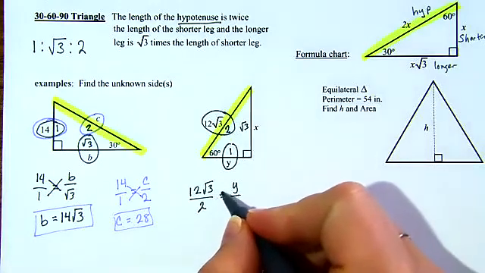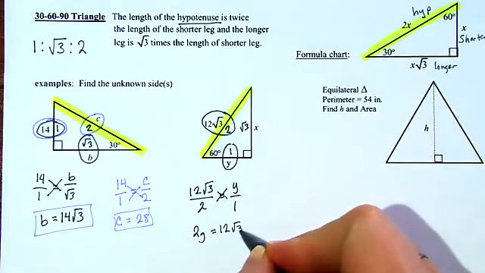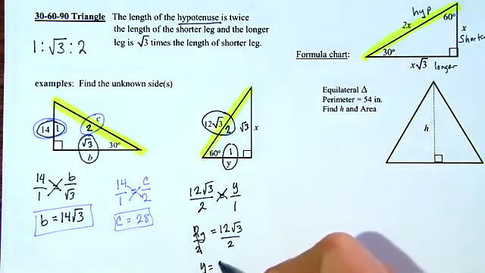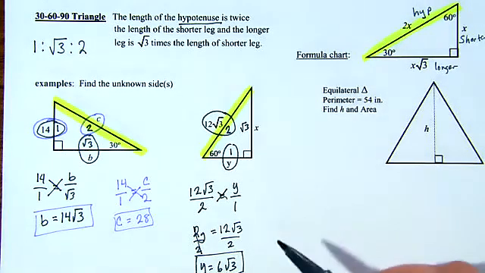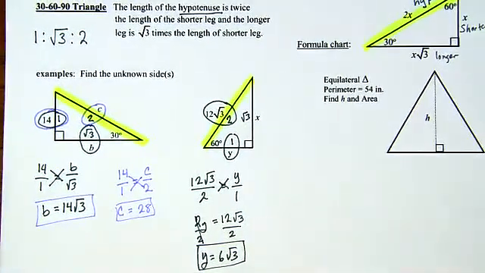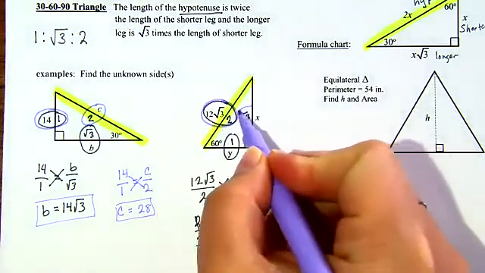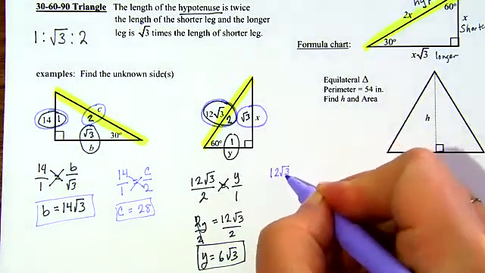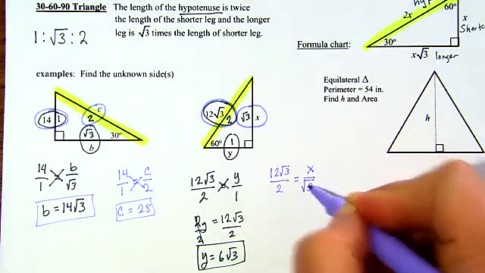So let's go ahead and cross multiply. I've got 2y equals 12 radical 3. Let's go ahead and divide that by 2 to get y alone. And I have y equals 6 radical 3. Okay, let's do the same thing, set up a similar proportion to solve for x. So I'm going to start out with the ratio that I know for the hypotenuse, and I'm going to use the ratio that I've got here for the longer leg. So 12 radical 3 over 2 is equal to x over radical 3.